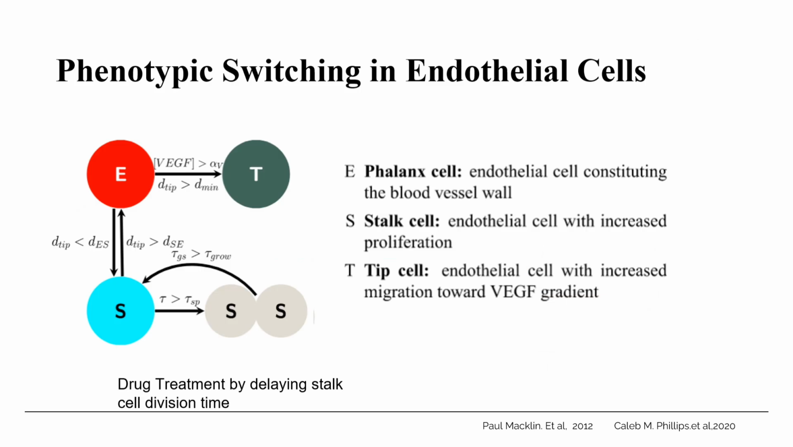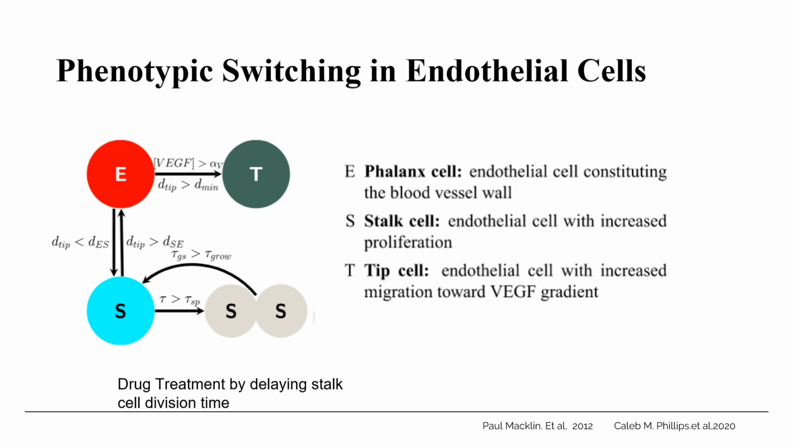And then there are rules for endothelial cells, which form blood vessels. They can exist in three states: tip cells, stalk cells, and phalanx cells. The transitions between these states depend on the local concentration of VEGF and the distance between cells. Stalk cells are the ones that actually divide and help the blood vessels grow.